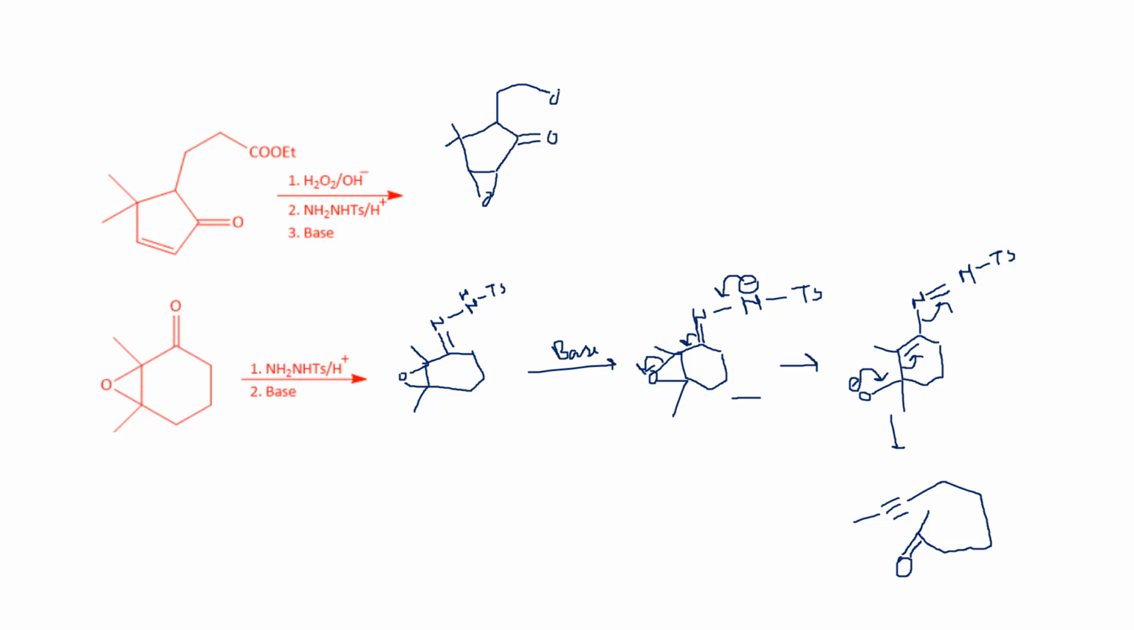After that everything is simple. This is normal, this fragmentation. Let's try to draw the product directly without the mechanism. So what usually happens? Usually this bond breaks and there is a triple bond here. So this bond breaks and there is a carbonyl and a triple bond.